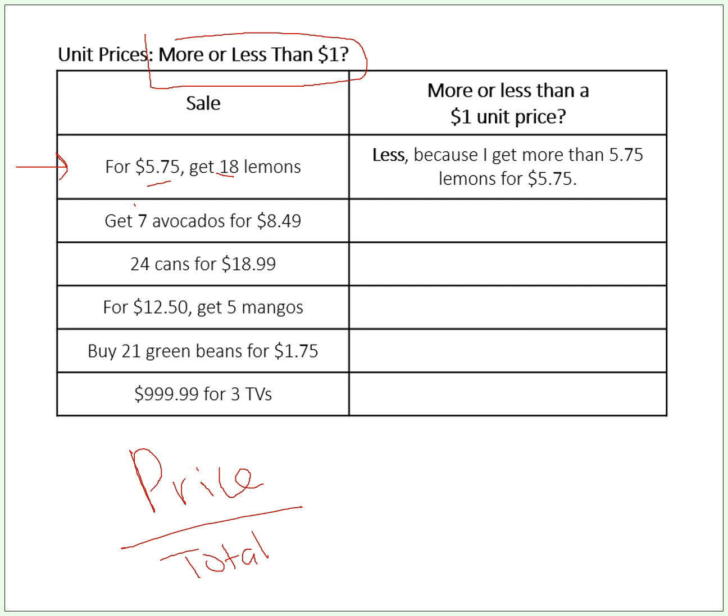So you're going to do that for all of these. You're going to take the price divided by the number of units. And it's just asking you if every unit costs more or less than $1. Okay?